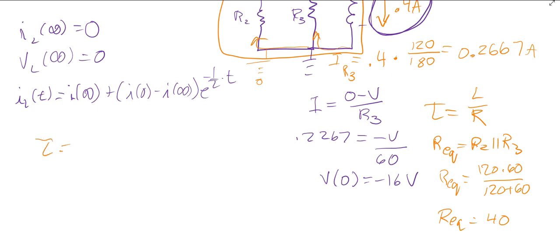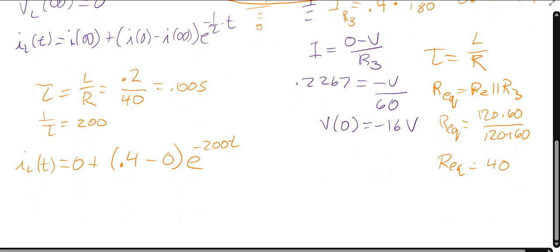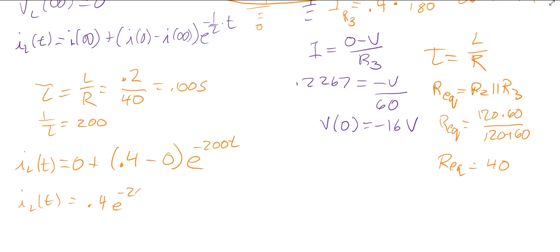And then tau is L over R. L is 0.2. R is 40. So tau is 0.005, and 1 over tau is 200. So IL of t equals I at infinity, which was 0, plus I at 0, which was 0.4, minus I at infinity, which was 0, times e to the minus 200t. IL of t equals 0.4 e to the minus 200t.